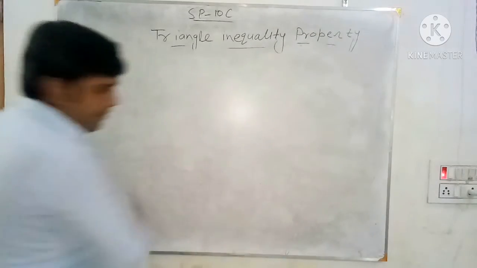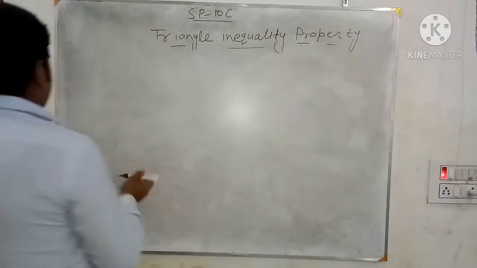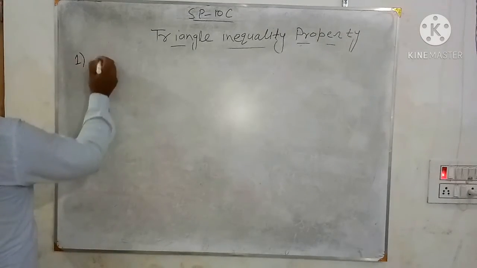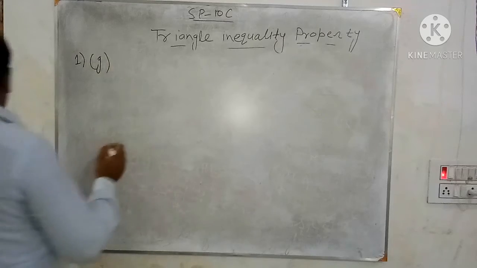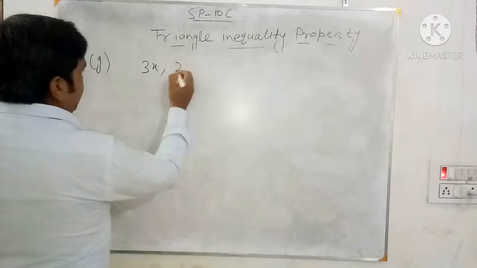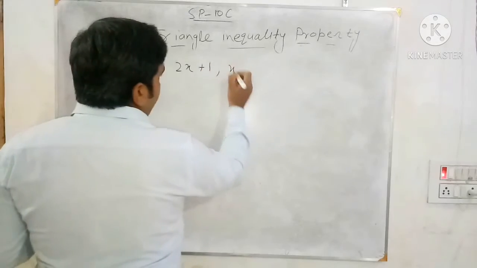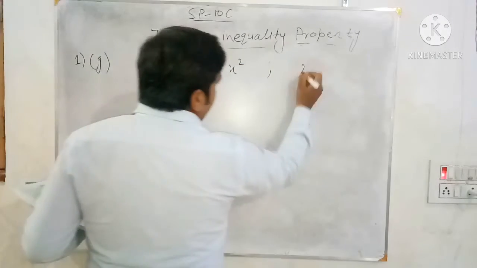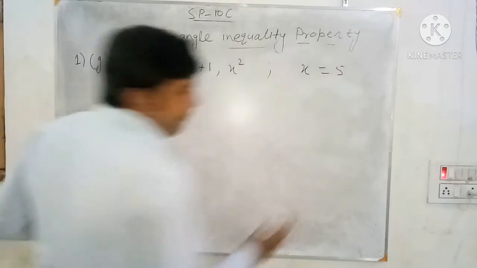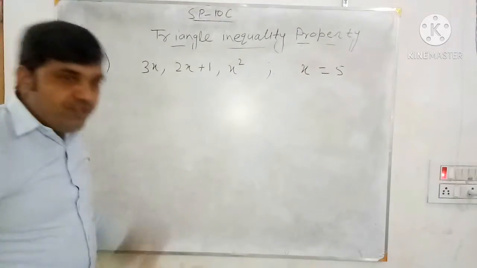Let's see 1G. Now in 1G, three lengths are given. One is 3x, the second is 2x plus 1, and the third is x square, and the value of x is given as 5. By putting the value of x in these expressions, first you find the lengths.